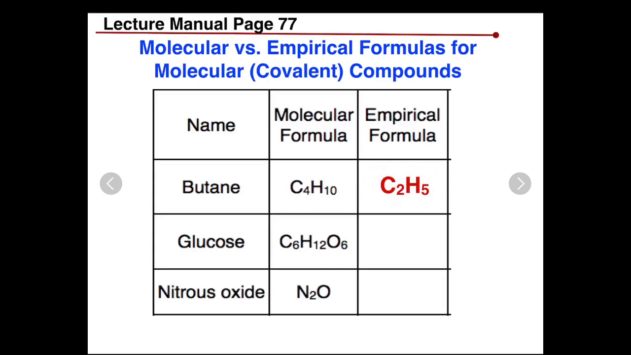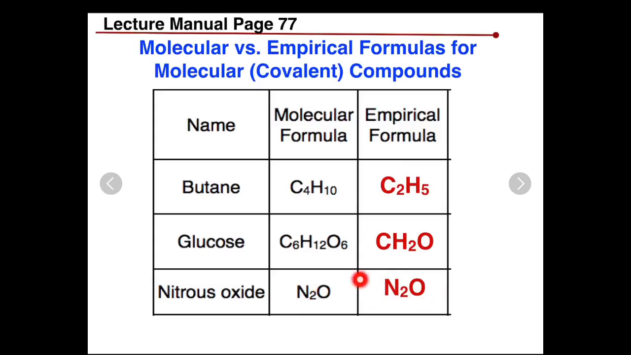For example, if the molecular compound is C4H10, then the empirical formula, the smallest ratio of that, would be 2 to 5, because you divide until you get the smallest ratio between carbon and hydrogen. Same thing for glucose: the molecular formula is C6H12O6, therefore the smallest ratio, represented by the empirical formula, would be CH2O. For nitrous oxide, this is already in the smallest ratio, so in this case the empirical formula and the molecular formula can be the same.